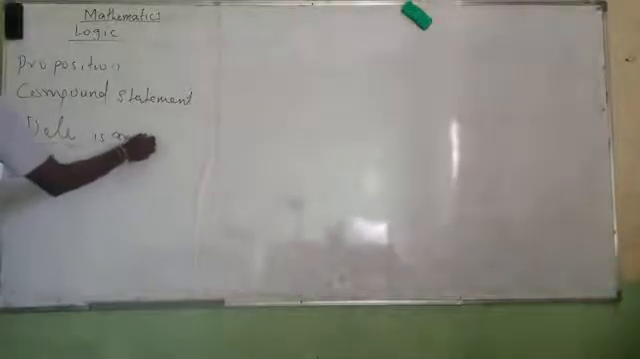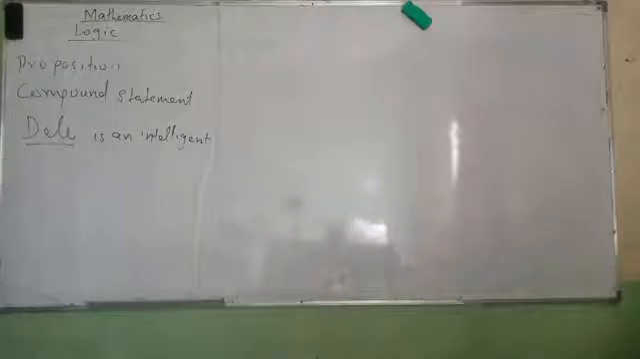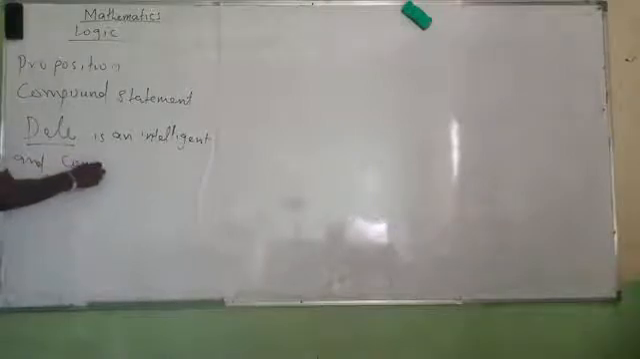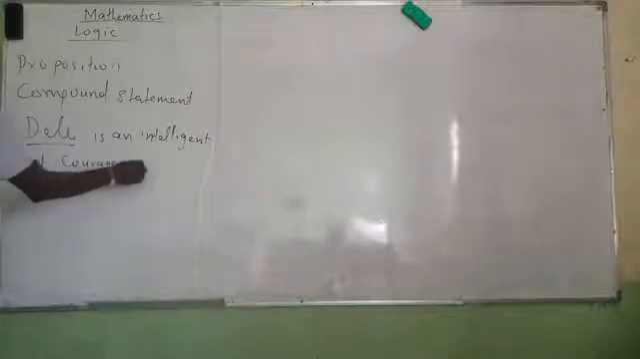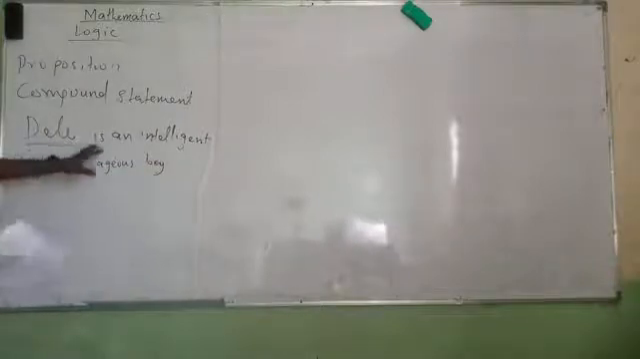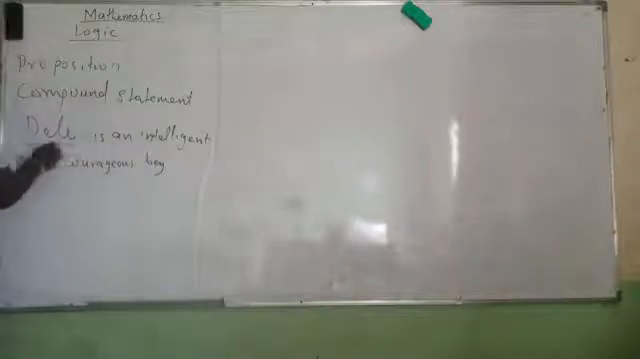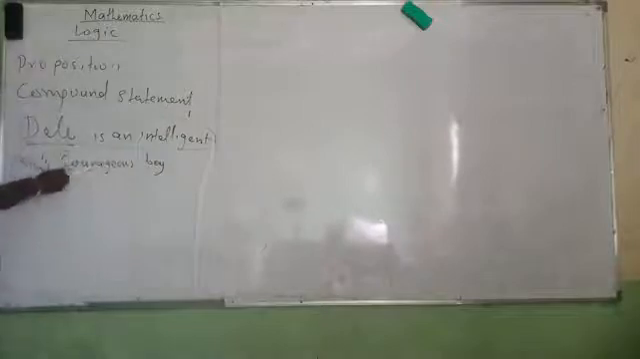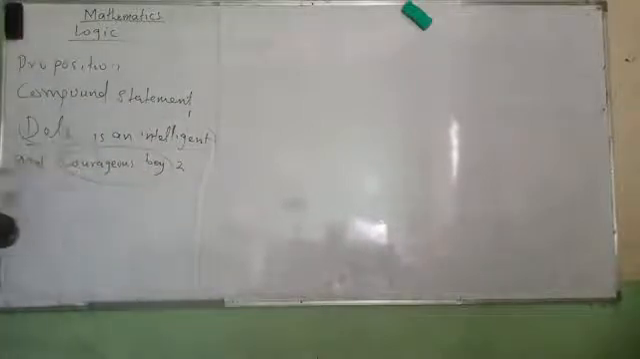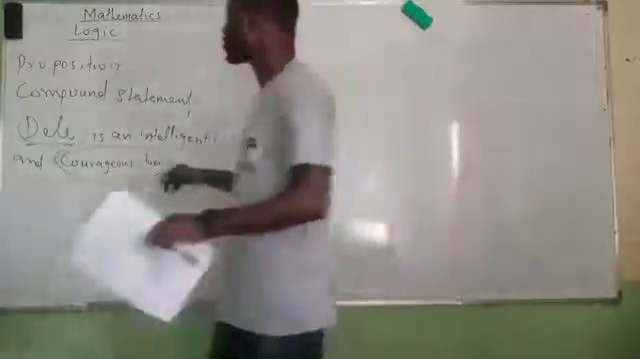Dele, my name is Dele, is an intelligent and courageous guy. Now, a courageous boy, let me use boy. Now, look at this statement: Dele is intelligent and courageous. Now, this is one. Can you see? This is one. And courageous is two. Simple. This is called compound proposition. Compound proposition.